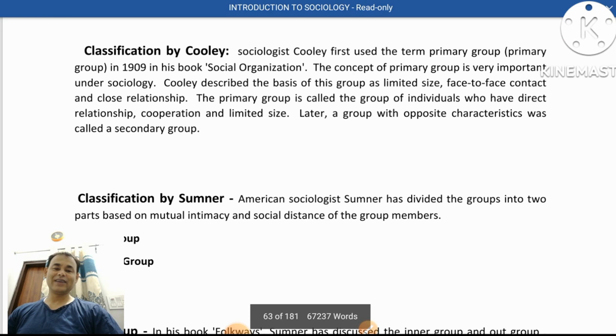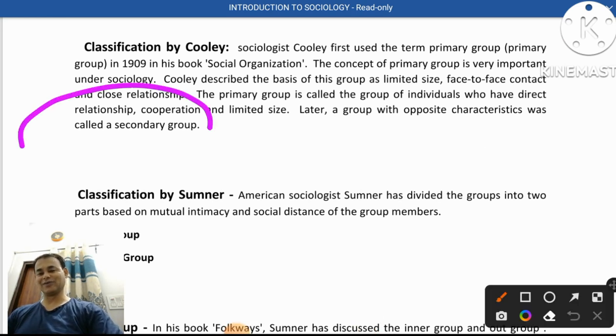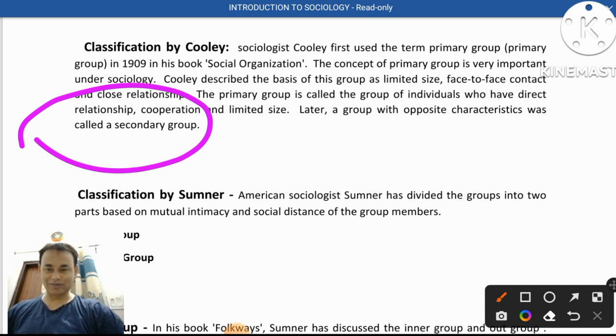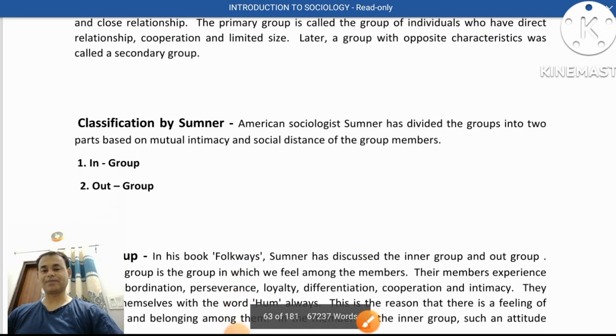Later, a group with opposite character was called secondary group, which does not have the character of primary group. What are the primary group characteristics? Limited size, face-to-face contact, and close relationship. And here it is unlimited size, indirect relation, and not close relationship.